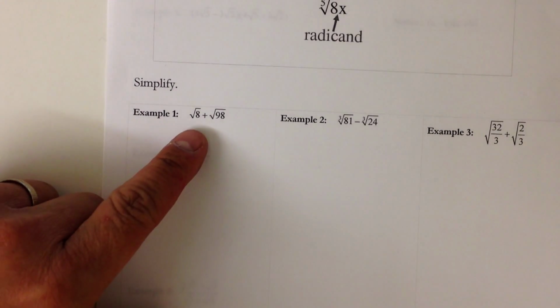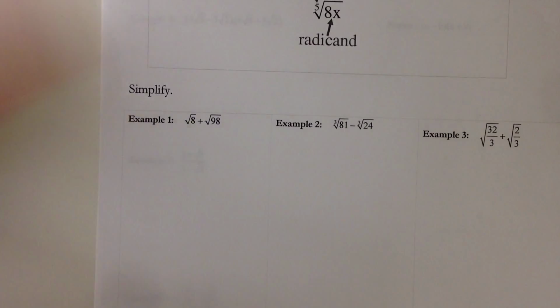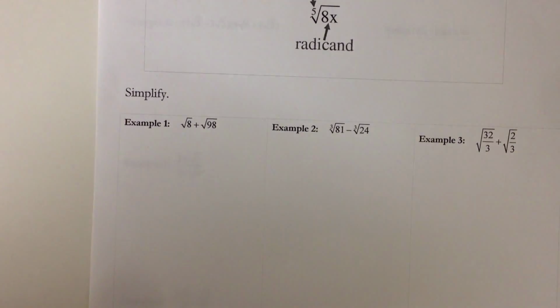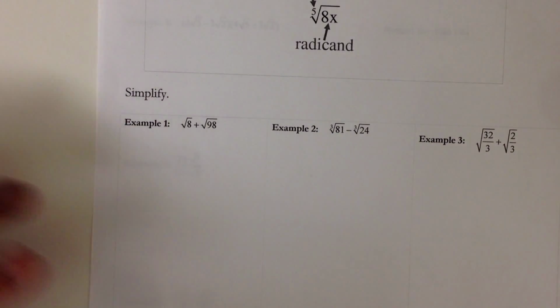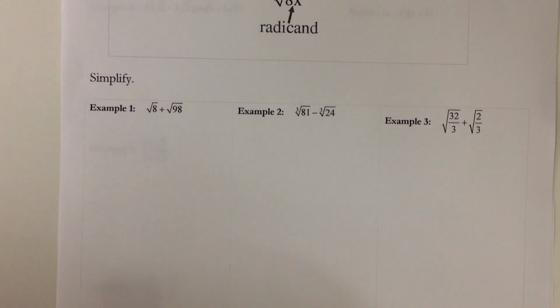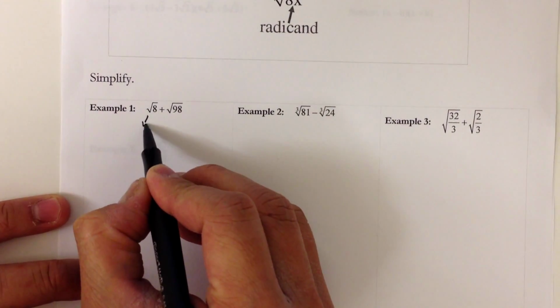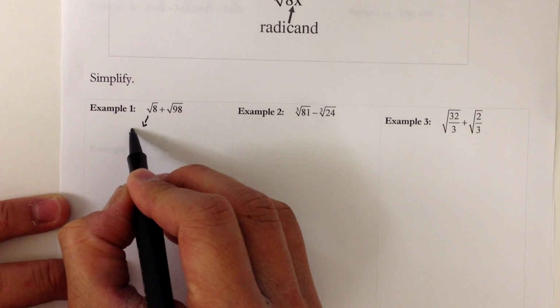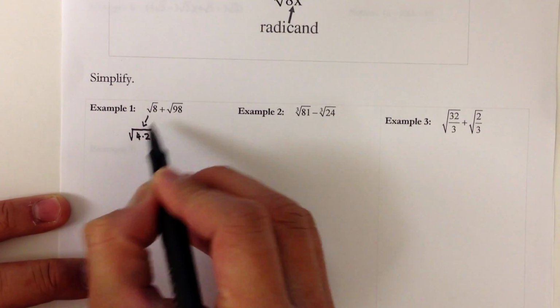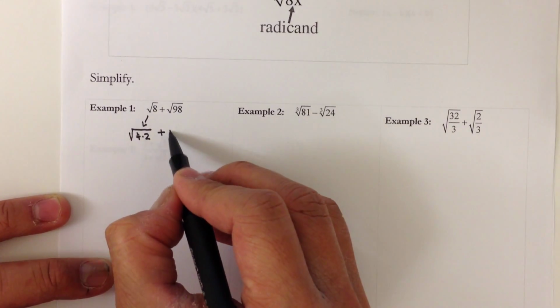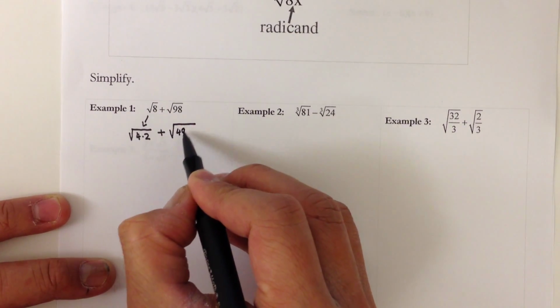Number one, say you're given the square root of 8 plus the square root of 98. Notice that they have the same index but different radicands. So at the current moment, you cannot add them yet until we do some preliminary work. What I'm going to do is the square root of 8 can be rewritten as the square root of 4 times 2, because 4 times 2 is 8. And the square root of 98 is the square root of 49 times 2.